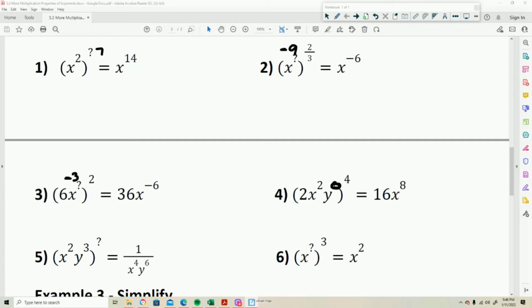Next one, what am I raising this to get these things on the bottom? First of all, you get a 4 and a 6, and I have a 2 and a 3, so it's going to be a 2. And to get them on the bottom, it's going to have to be a negative exponent to flip it. So it's going to be -2.